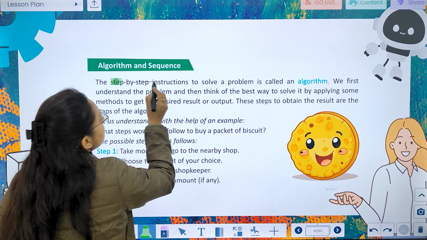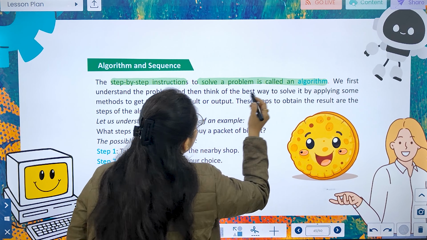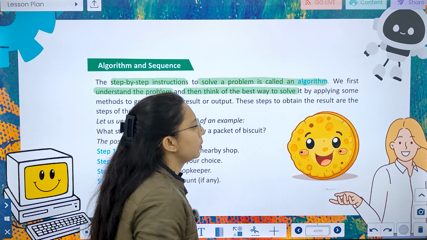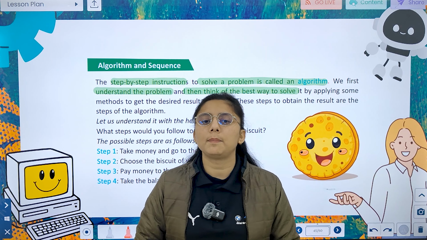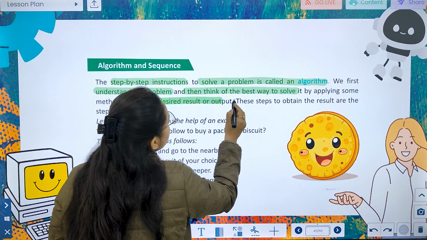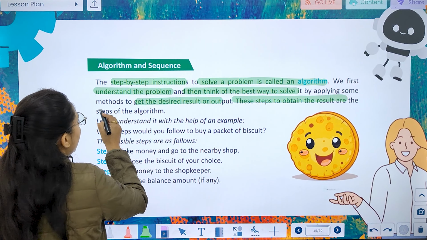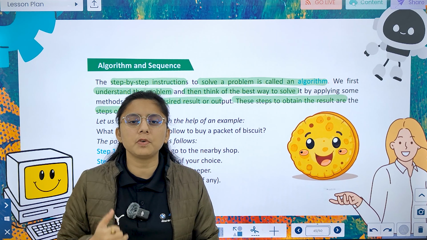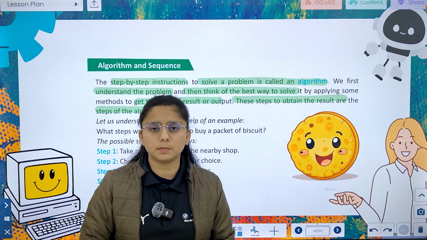Now, a step-by-step instruction to solve a problem is called an algorithm. We first understand the problem and then we think of the best way to solve it by applying different solutions and get the desired result. These steps are the steps of the algorithm. The result that we get from the step-by-step working is called an algorithm.